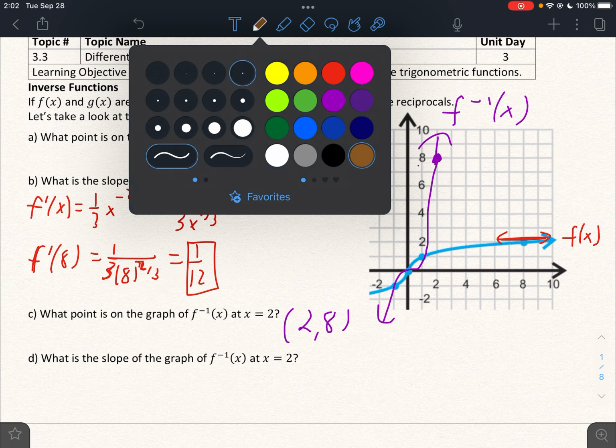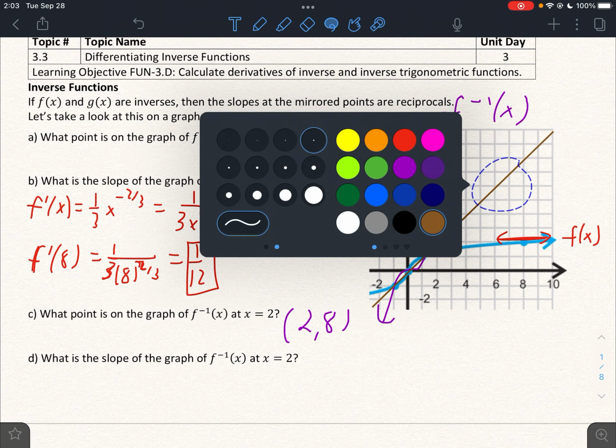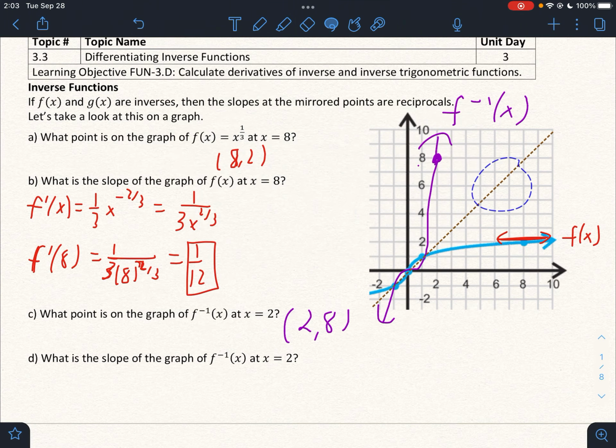Going a little bit further into detail into what you did probably in last year's math class or the year before, this line right here is the line y equals x. That should be a mirror between the function and its inverse graph. But most importantly, now we're asking, what is the slope of the tangent line at this point? And that brings us back to here. If functions are inverses, the slopes at the mirror points are reciprocals.